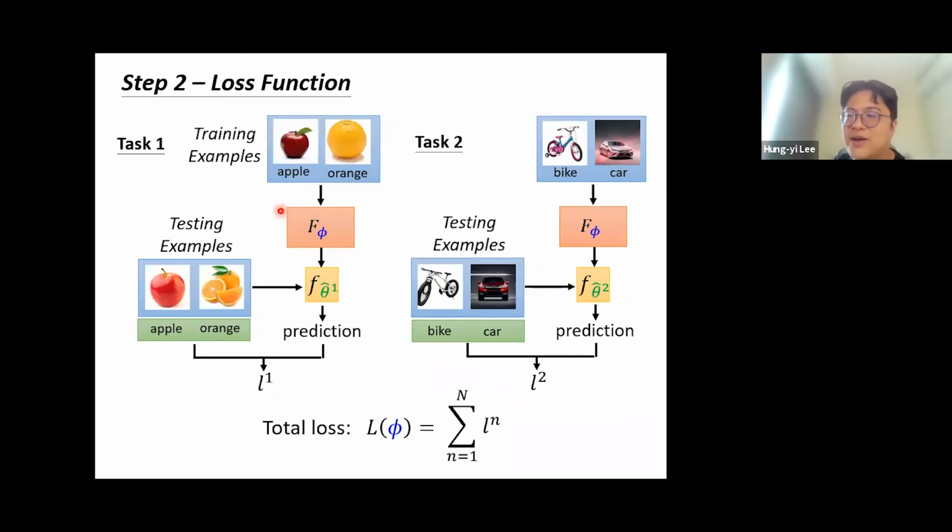And for the loss function, this is nothing different from what we just talked about. You just calculate the loss for each task and sum over all the tasks, then you get the capital L.